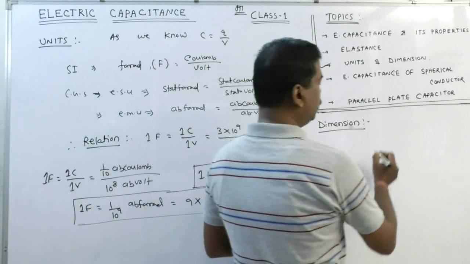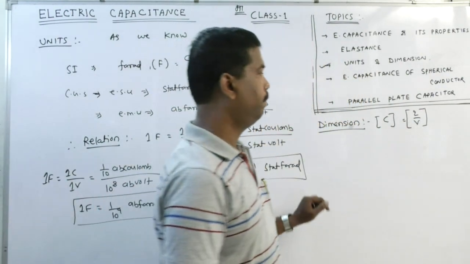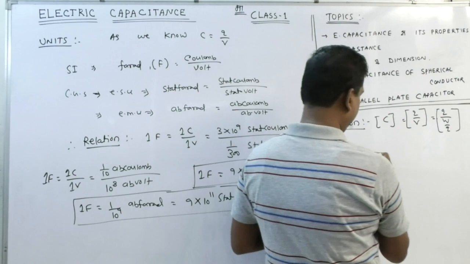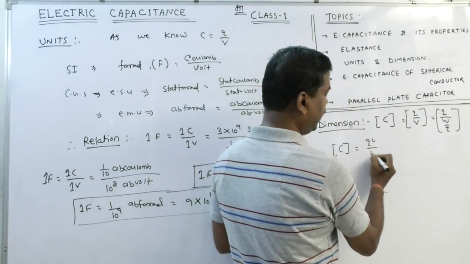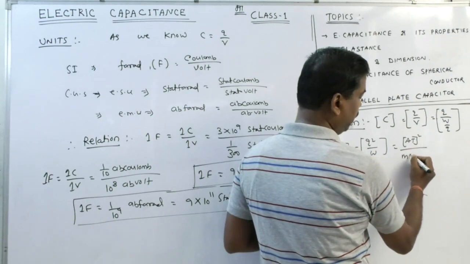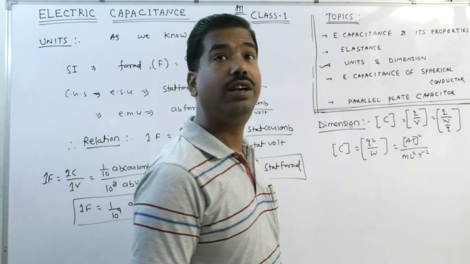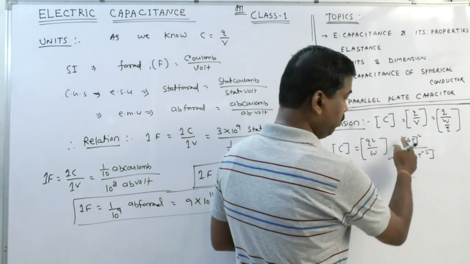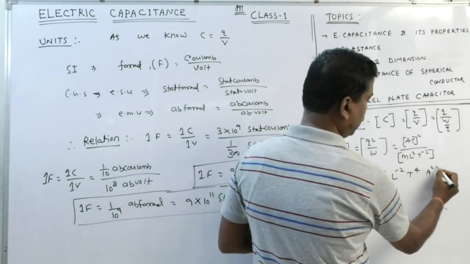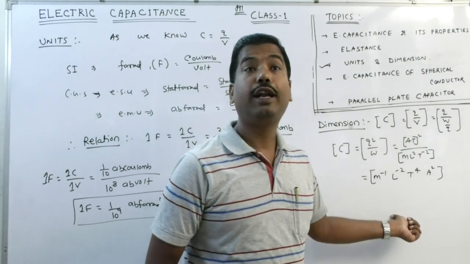Dimension. As we know, C is equal to Q by V ratio. Clear? V means W by Q. And C is found to be Q square by W, which is equal to (AT) whole square by ML square T minus 2, that is W means energy, and energy dimension is ML square T minus 2. So whenever we put it, M minus 1, L minus 2, T 4, A square. Clear? This is the dimension of capacitance.